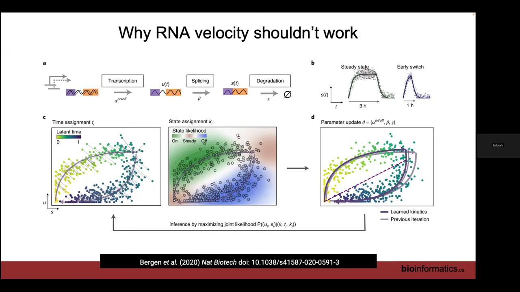Of course, because the length of introns and exons varies gene to gene, you have to fit the null expectation of no change for each gene separately. And then you can see whether it's up or down relative to that null expectation.